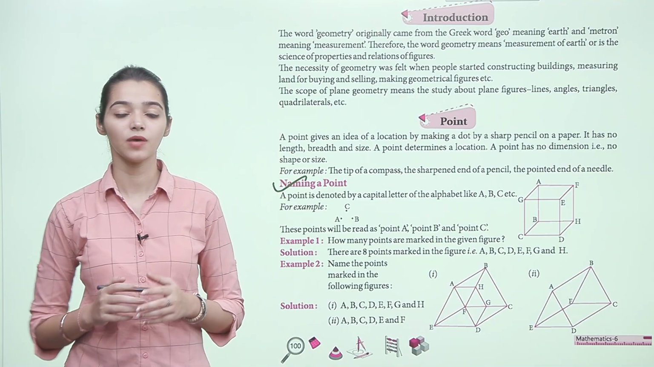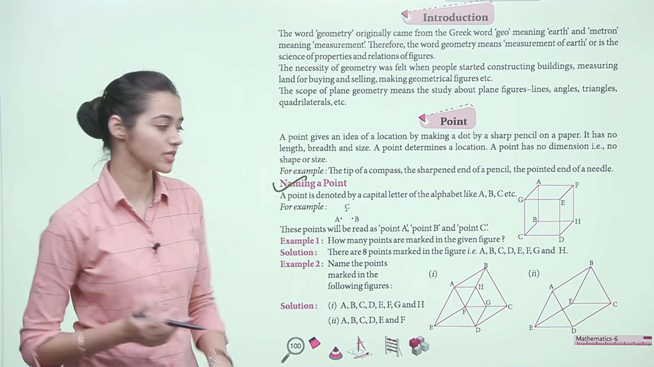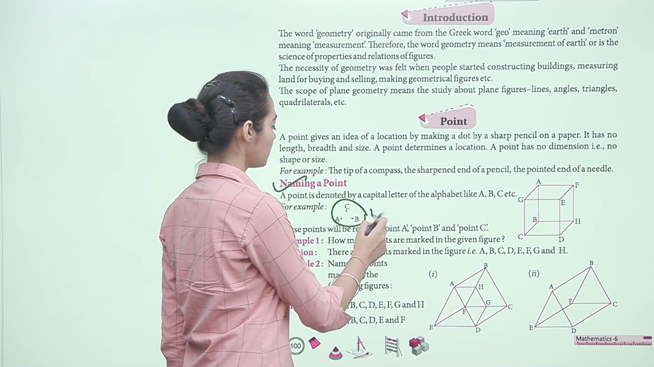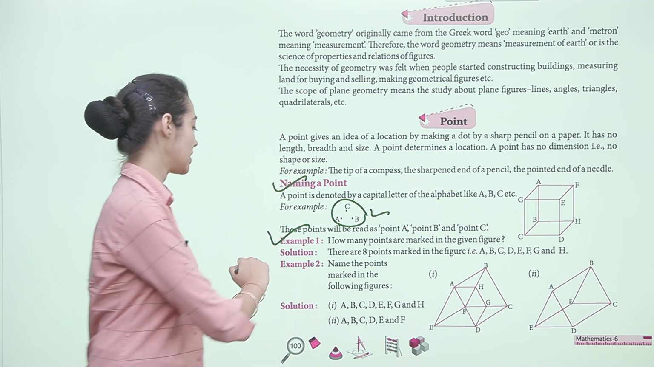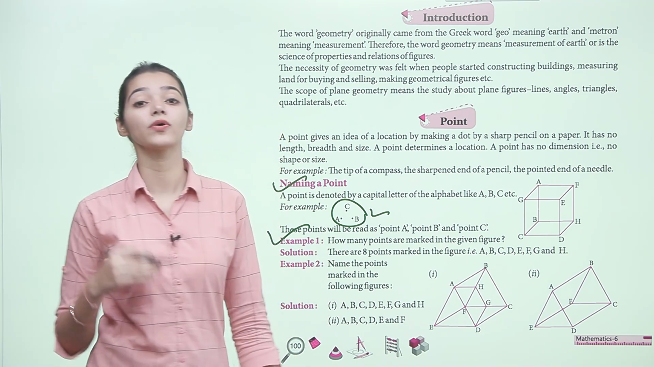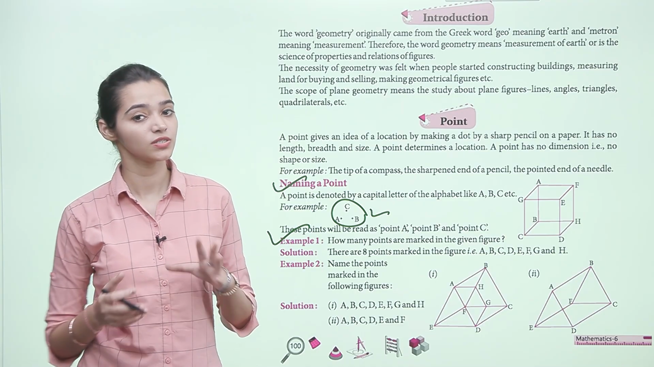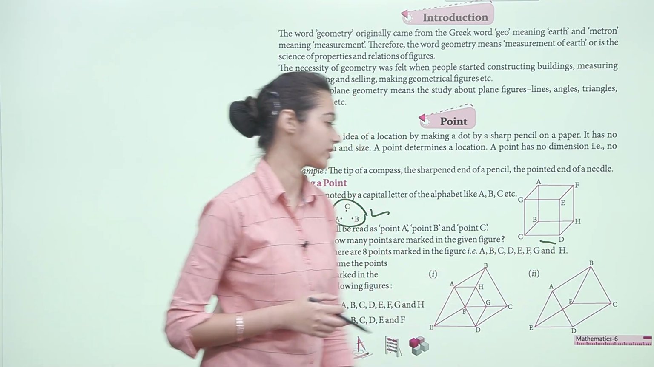Naming a point. A point is denoted by a capital letter of the alphabet like A, B, C. These are the points. The point will be read as point A, point B, point C. Example number 1. How many points are marked in the given figure? So, there are 8 points.